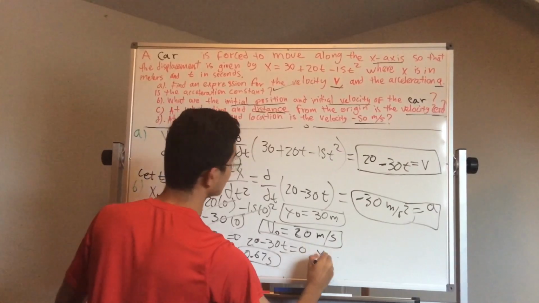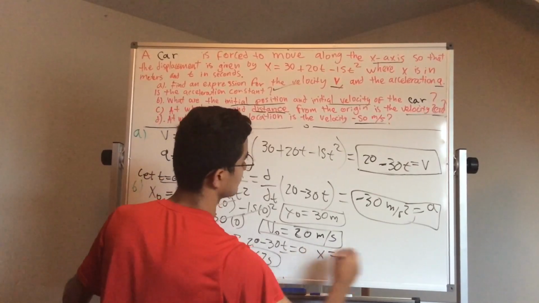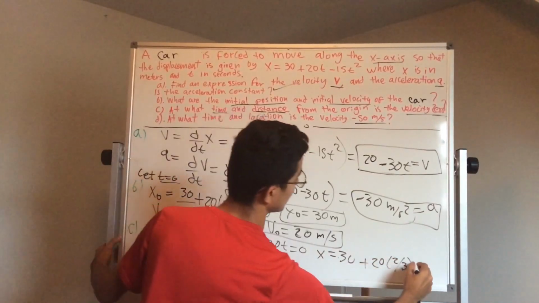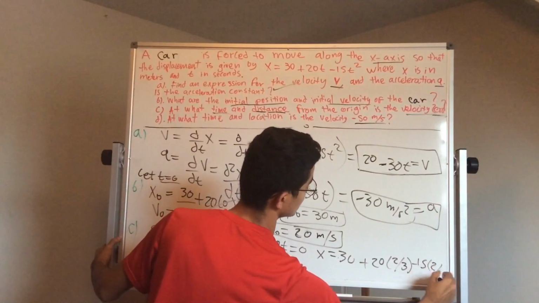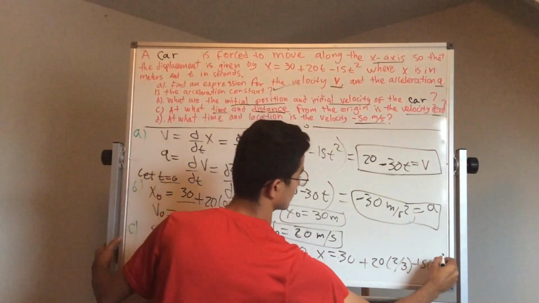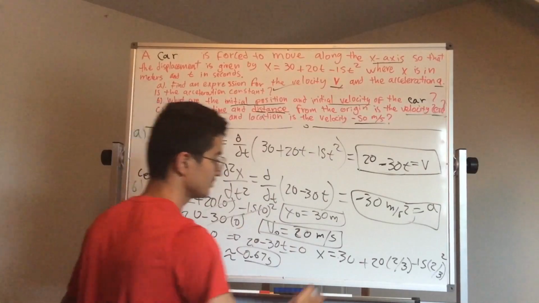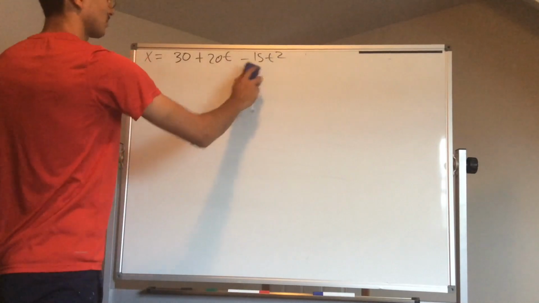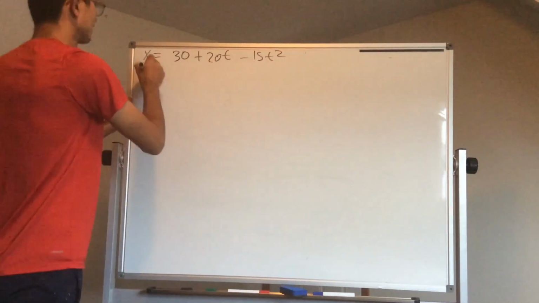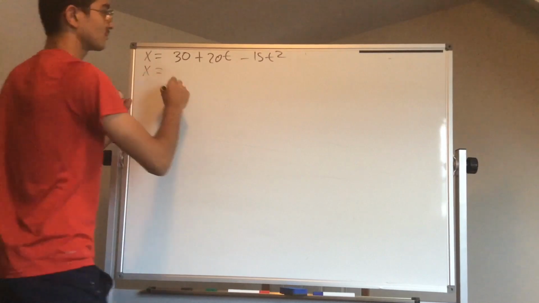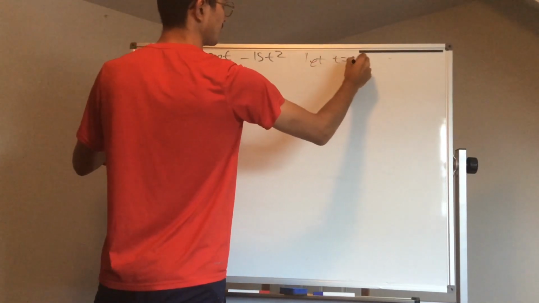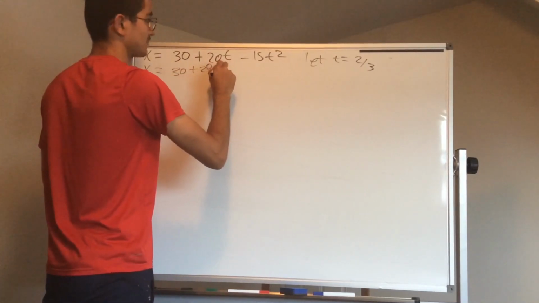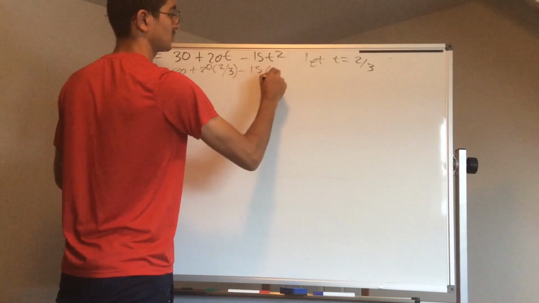What is x when it's equal to 30 plus 20 times 2/3, minus 15 times (2/3) squared? So we're going to evaluate that value. Let's just go on. We'll have the position function over here, and x is equal to, we're going to let t equal 2/3, so 30 plus 20 times 2/3 minus 15 times (2/3) squared.